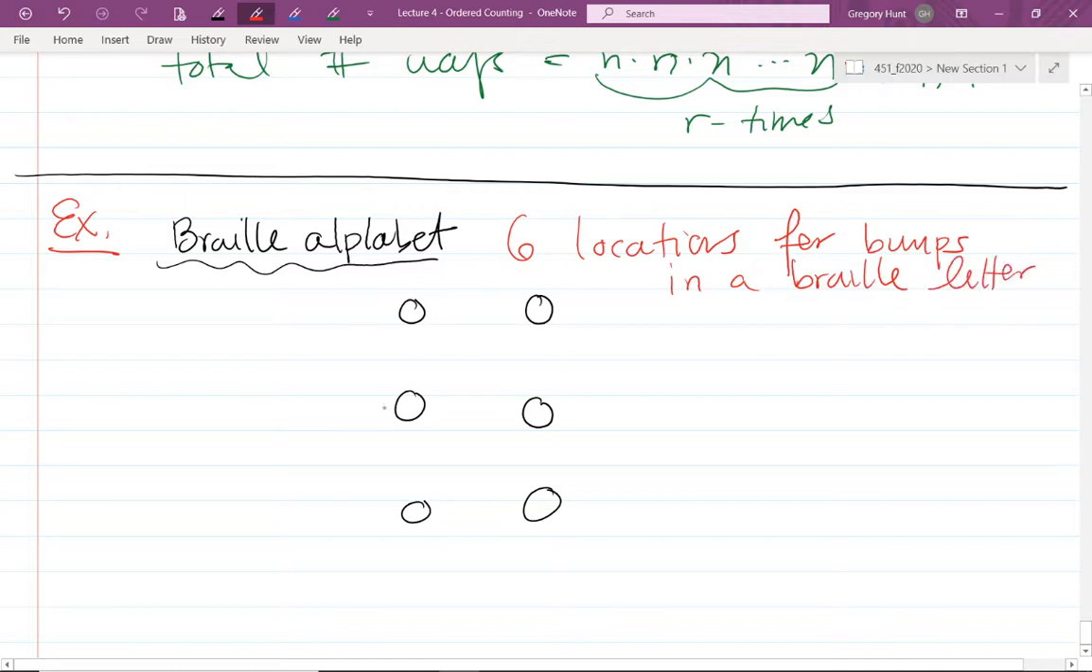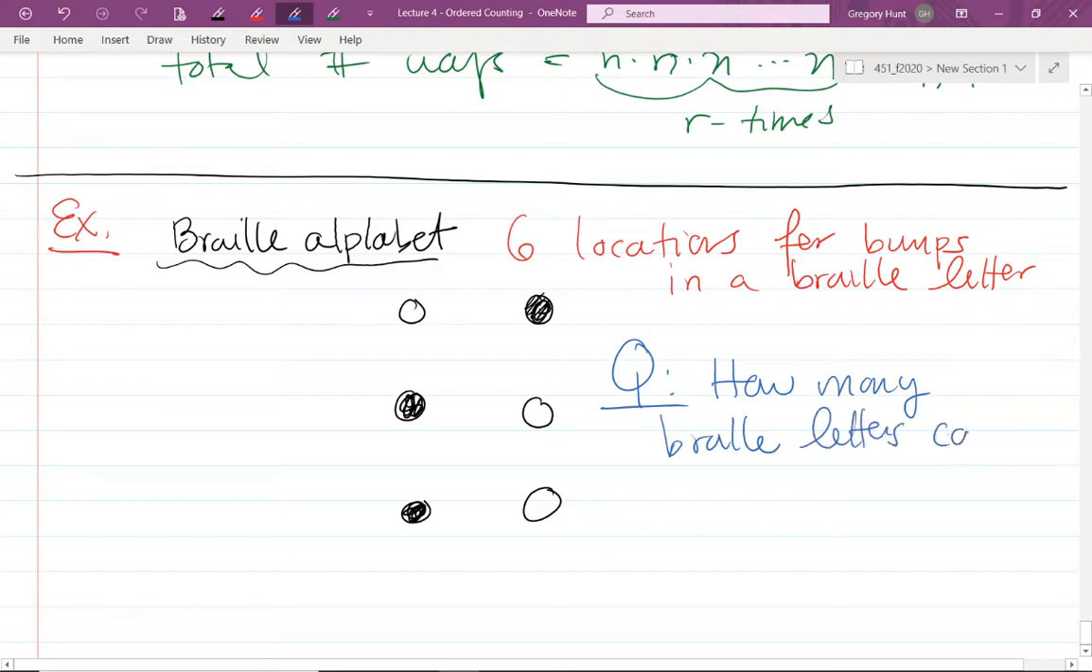So you have these six possibilities, and for some of them you'll have a little raised bump, and maybe this is my possibility of raised bumps. So I have these three raised bumps, the other spots are flat. When you run your finger over it, you can feel which ones are raised, and therefore you can identify a letter. Okay, so six locations for raised bumps in a Braille letter. The question is, is six enough? How many Braille letters can I make?